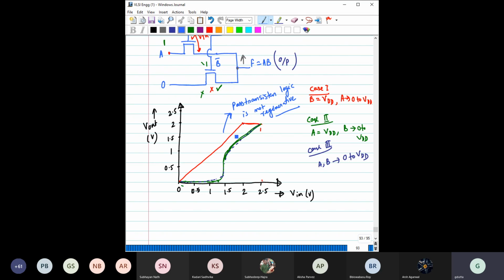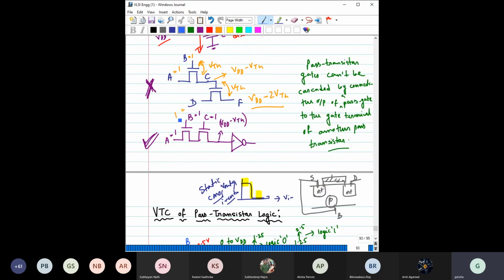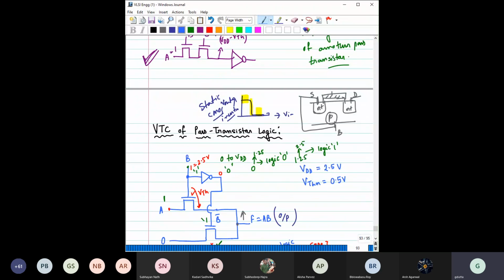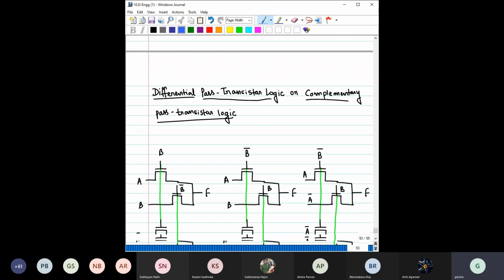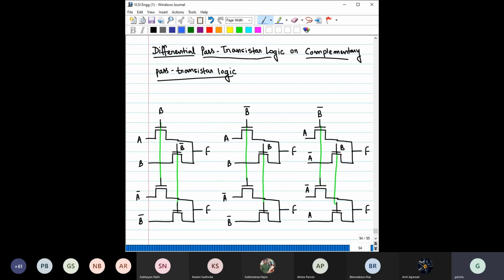So the first thing is that pass transistor logic is not a regenerative circuit, and definitely here you can see the output voltage cannot reach VDD, right? It is always lower than that, at least one threshold voltage lower. So I think these are the basic discussions required, and we have also discussed how to connect these circuits. Then let us discuss this part and wrap it up quickly.